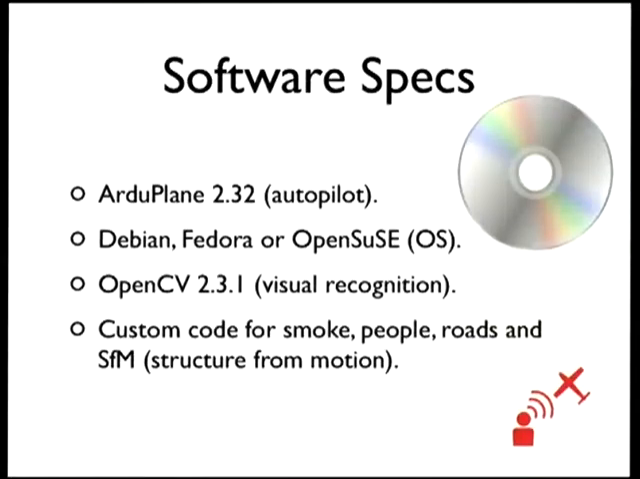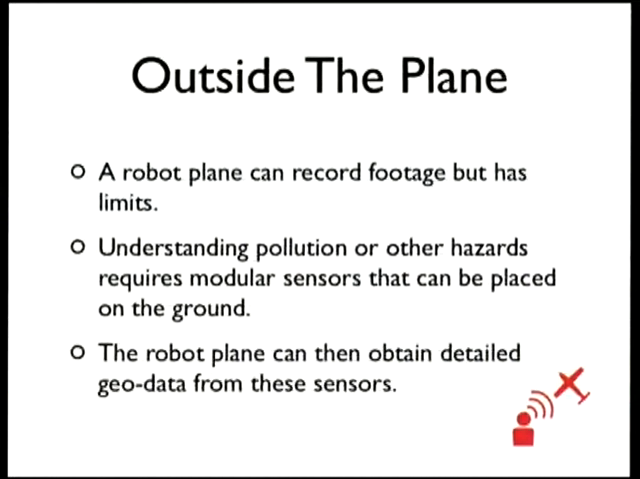Software, the AutoPilot is ArduPilot. We were using 2.32. Basically, the operating system, as long as it's Linux-based, it doesn't matter what you're using. A lot of the Raspberry Pi stuff is sort of Debian ecosystem-based, but it doesn't matter. You can put anything on there. OpenCV 2.3.1 is what we used for the first systems. That code is already released online where we've done custom code, very basic. The custom code for smoke, people, and roads. We're also working on structure from motion where you build 3D maps out of the camera images. All of that just goes online. We're trying to upstream what we can. What we haven't upstreamed yet, it's just in our repositories. Very simple software.